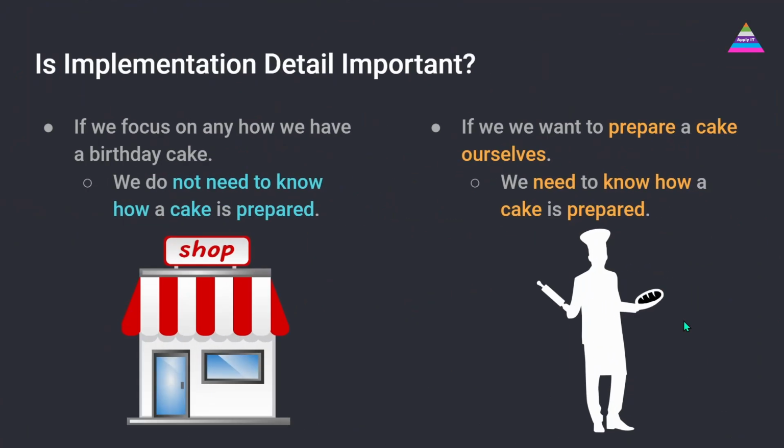Our question is: is implementation detail important, or in which situation will this implementation detail be important? If we focus on anyhow wanting to have a birthday cake, we do not need to know how that cake will be prepared. We just focus on the fact that we want a cake. But if you want to prepare the cake yourself, then you need to know how that cake will be prepared. You must know the recipe to prepare a cake, what ingredients will be required, what appliances will be required. All these things should be available, and only then can we prepare a cake.